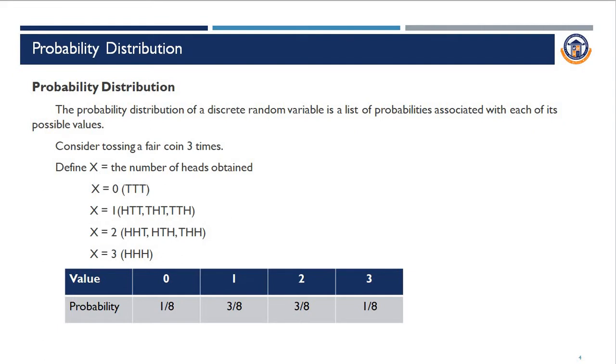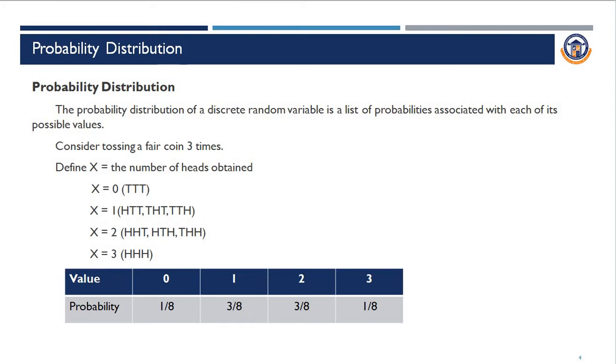Probability distribution. The probability distribution of a discrete random variable is a list of probabilities associated with each of its possible values. Consider tossing a fair coin 3 times. X is defined by the number of heads obtained. Tossing a coin 3 times, all the times we get tail means the outcome is tail, tail, tail. So the corresponding x value is 0 because in that case no head occurs. So x value is 0.